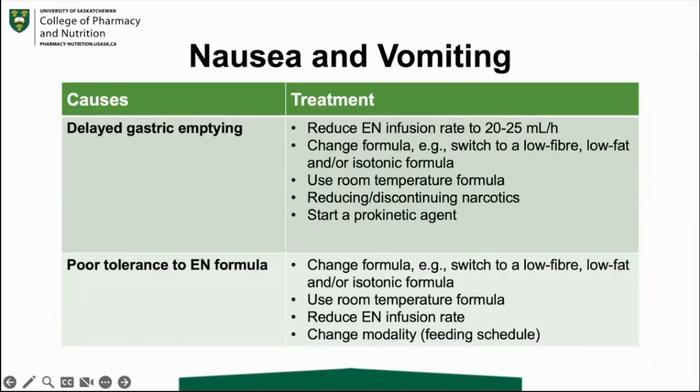Second, nausea and vomiting may also be a result of poor tolerance to the chosen enteral formula or delivery rate and modality. Thus, management strategies also include changing the EN formula and making sure it is at room temperature, reducing the infusion rate if the patient is receiving EN via a pump, or if they are receiving bolus feeds, we could switch to a continuous feed. For individuals who continue to experience nausea despite attempts to manage it, antiemetic medications should be prescribed.